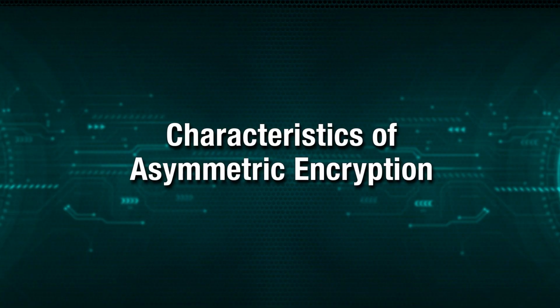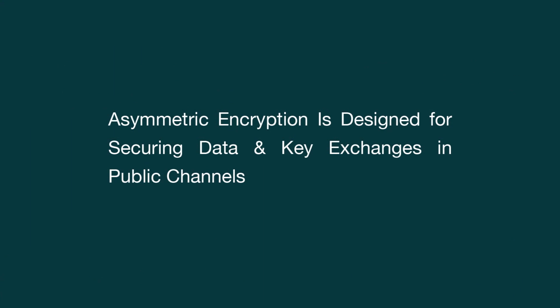Characteristics of asymmetric encryption. Asymmetric encryption is designed for securing data and key exchanges in public channels. In a nutshell, the purpose of asymmetric key encryption is to serve as a way to securely encrypt data in public channels while also offering authentication and data integrity. Because it doesn't require the exchange of keys, there isn't a key distribution issue that you'd otherwise have with symmetric encryption.